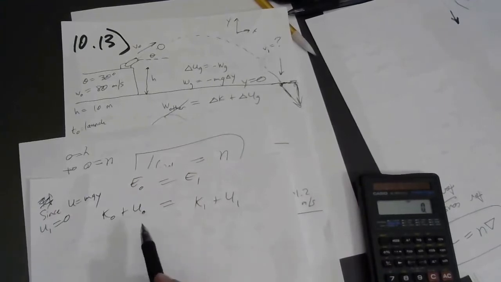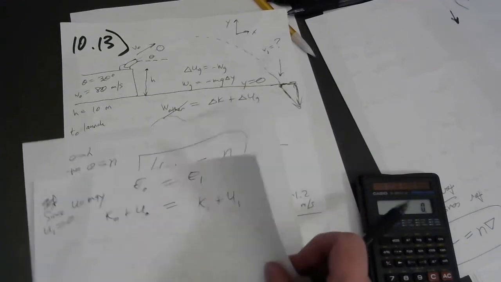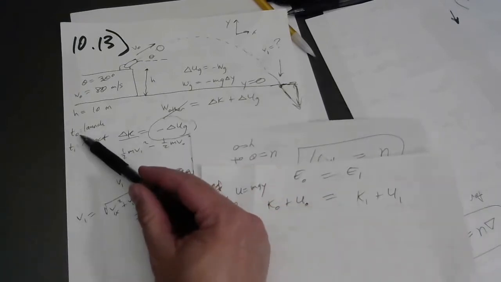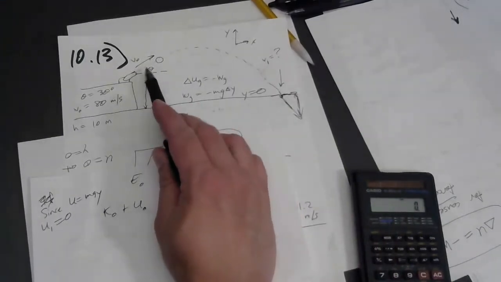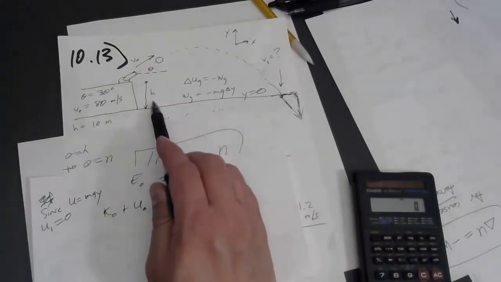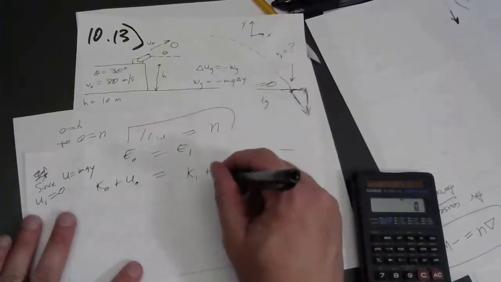So don't be confused by this subscript 0. This is not the potential energy at y equals 0. This is the potential energy at time 0. That's how I'm using the subscripts. T sub 0 is the time at which it's launched. So this would be the potential energy when it's launched. And that is not 0 because the ball is up here, not down here. Okay, so this is the one I can cross out.